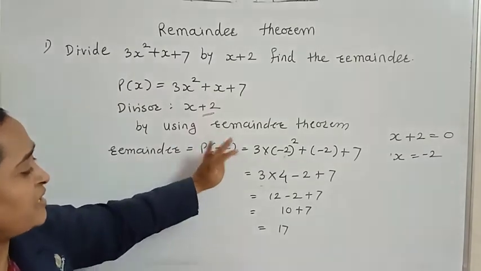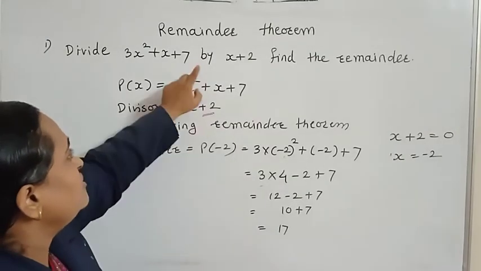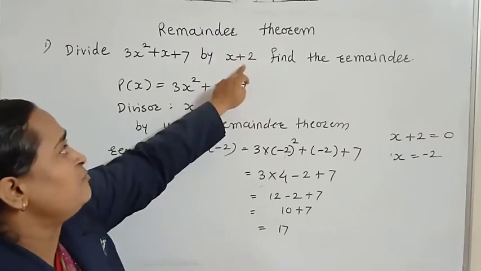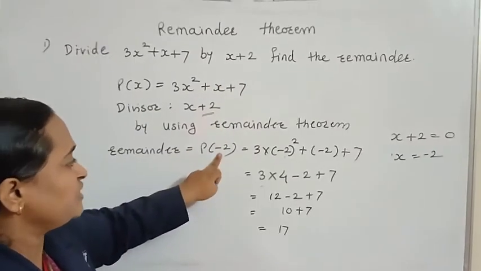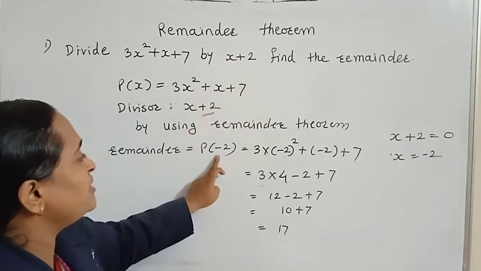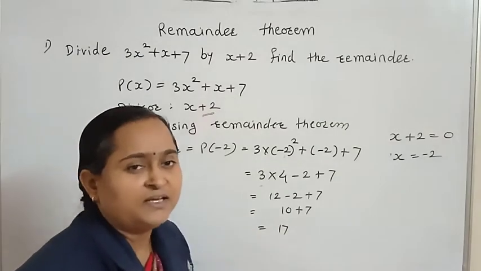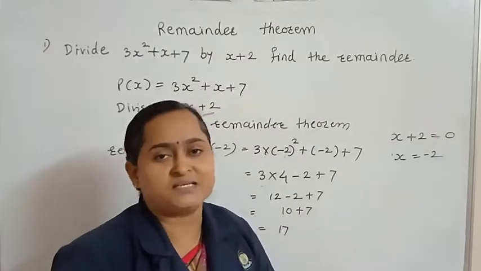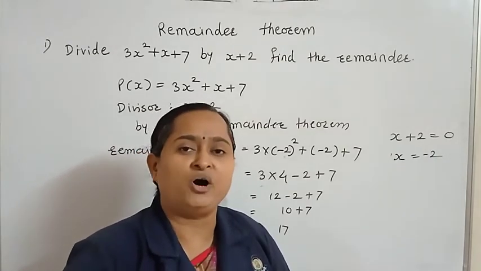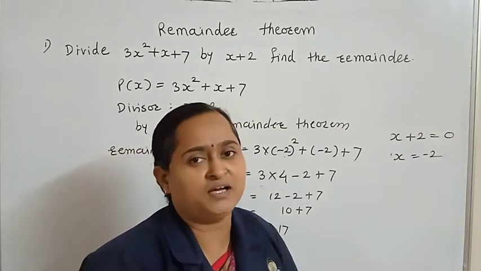This is also the same as finding the value of the polynomial. Only one thing you have to keep in mind: whichever divisor is there, you have to take the opposite number of that. Plus 2, then we will substitute there minus 2. Means if divisor is x plus 2, then remainder will be p of minus 2. If divisor is x plus 3, remainder will be p of minus 3. If it is x minus 4, then remainder will be p of 4. Means opposite number you have to take, that will be the remainder.